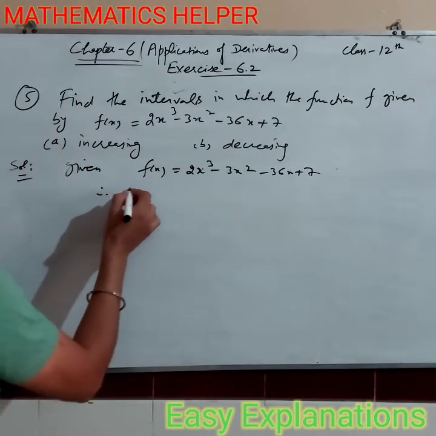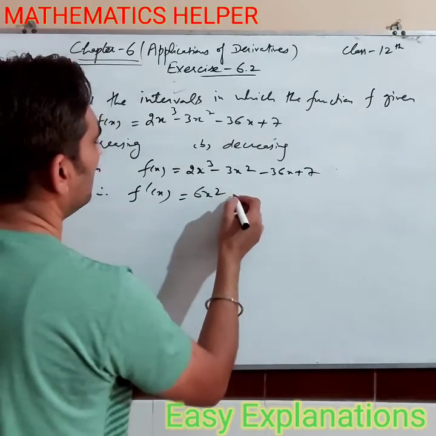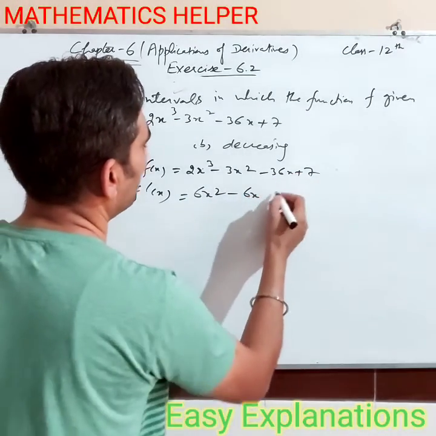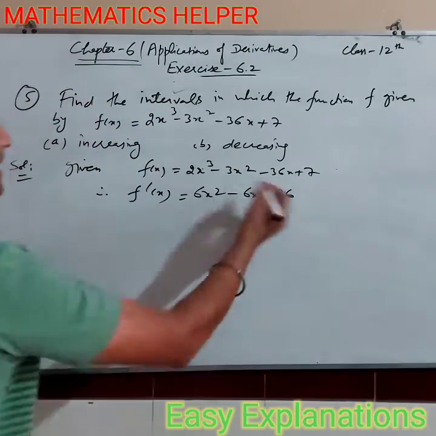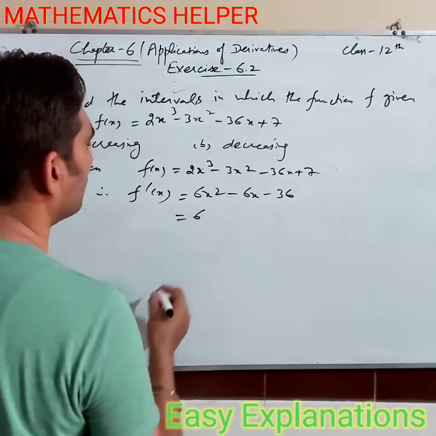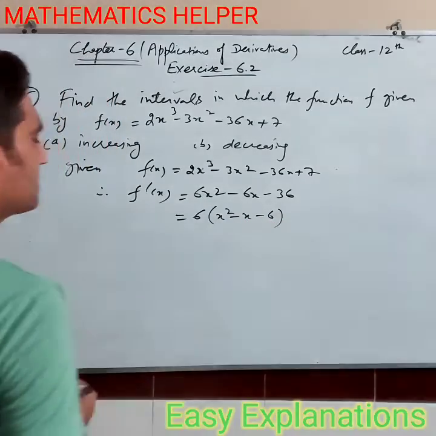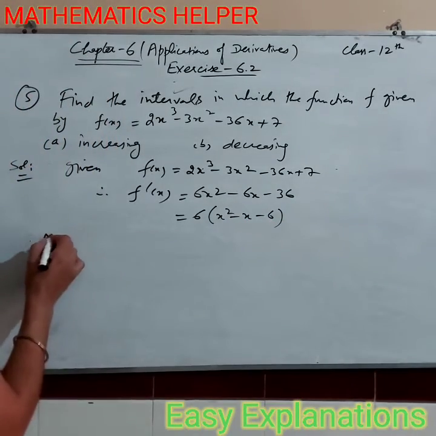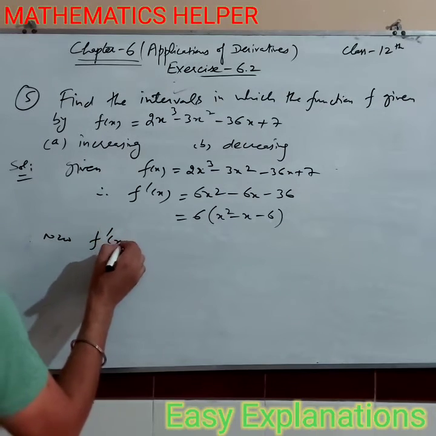As we write, always write the derivative. First derivative, it will give 6x square minus 6x, and here it will be minus 36, derivative of constant value 0. So we are having this kind of calculation. We can take 6 out also. It will be x square minus x minus 6. Now we put derivative equal to 0 to find interval. So write derivative equal to 0.